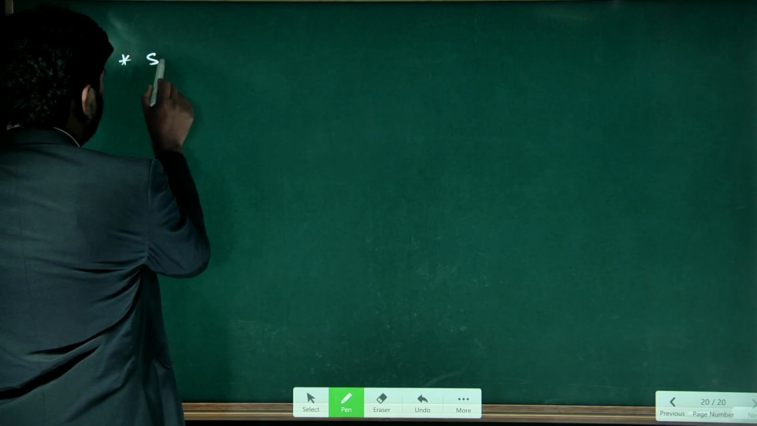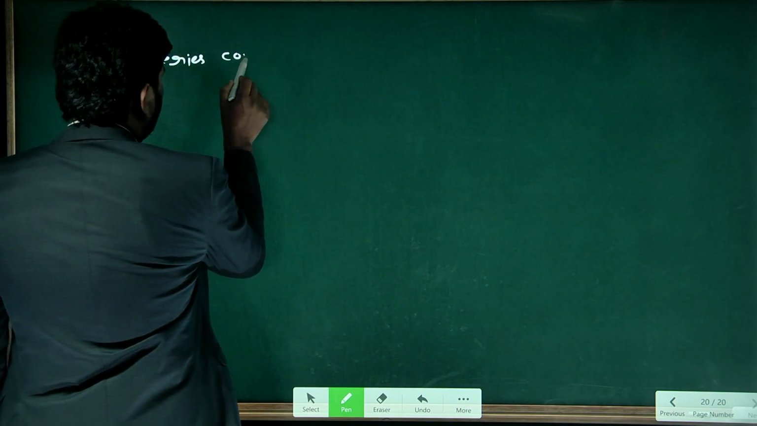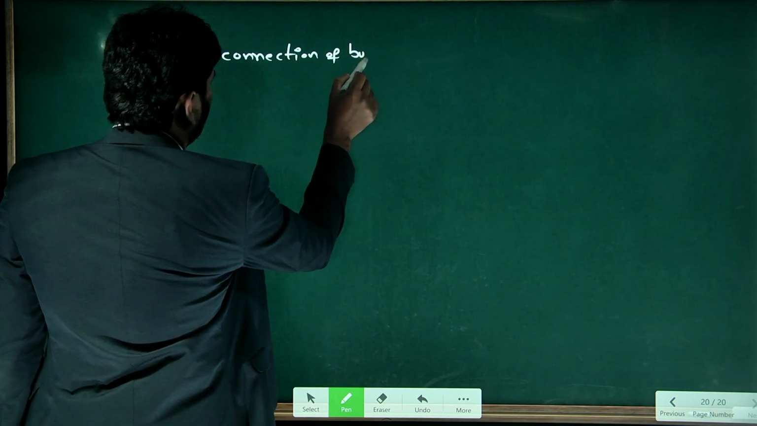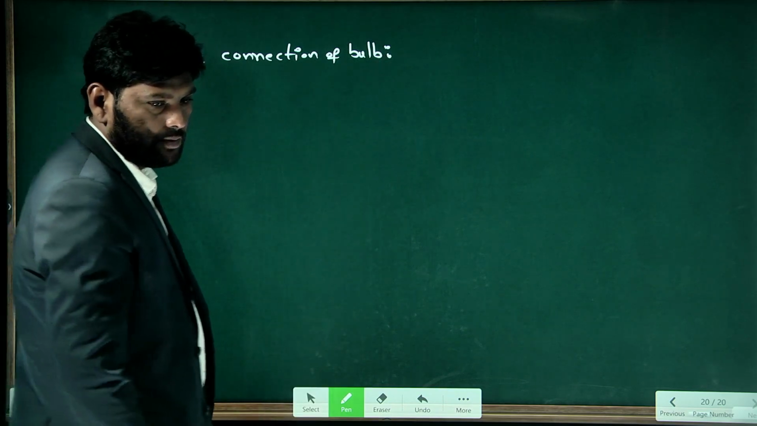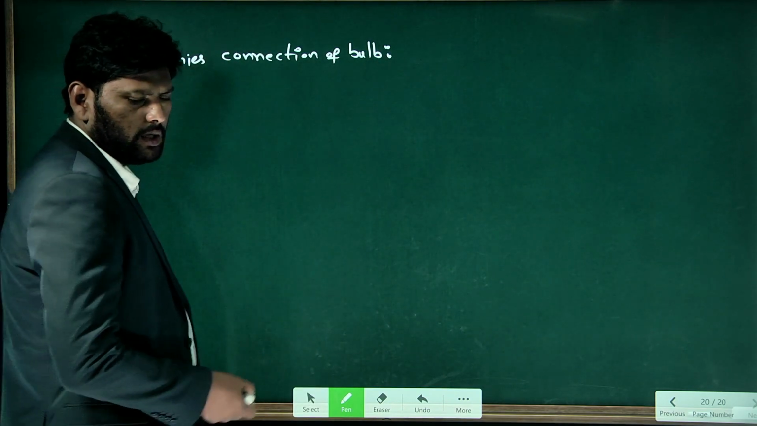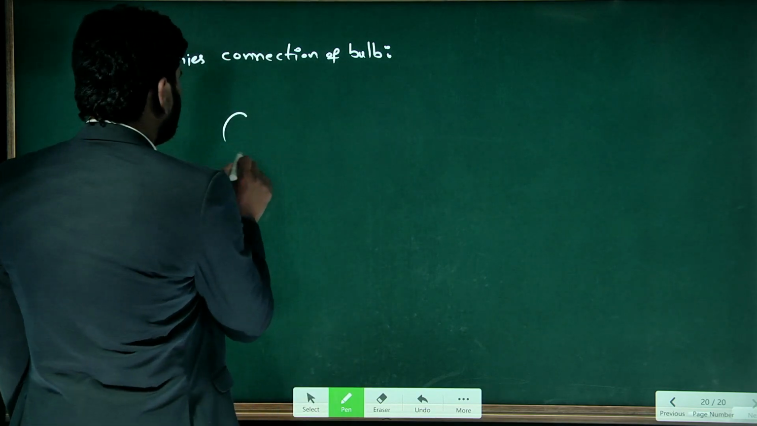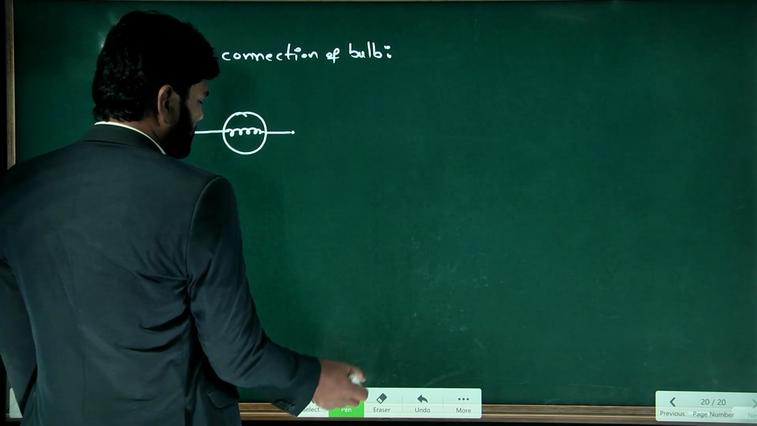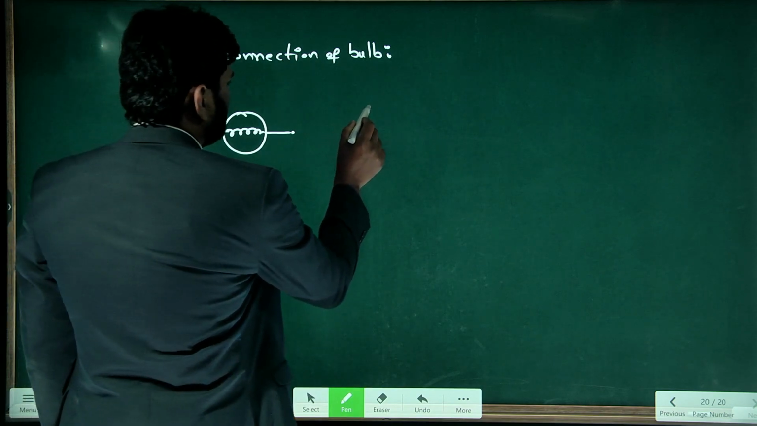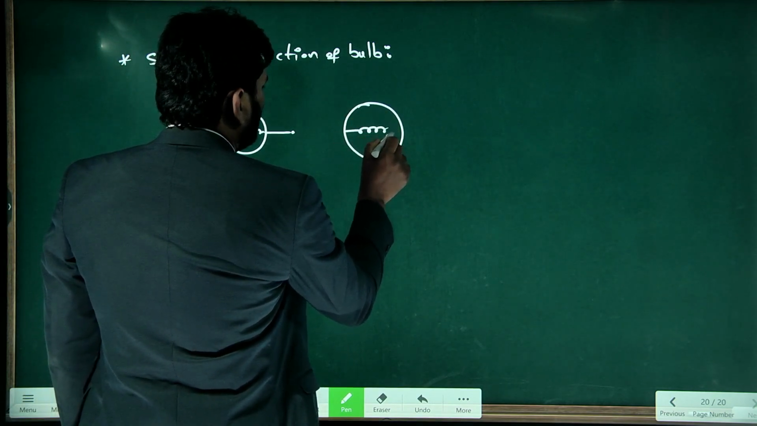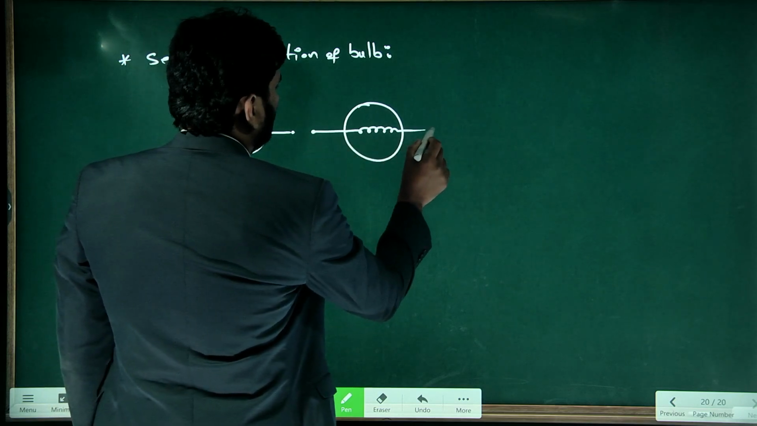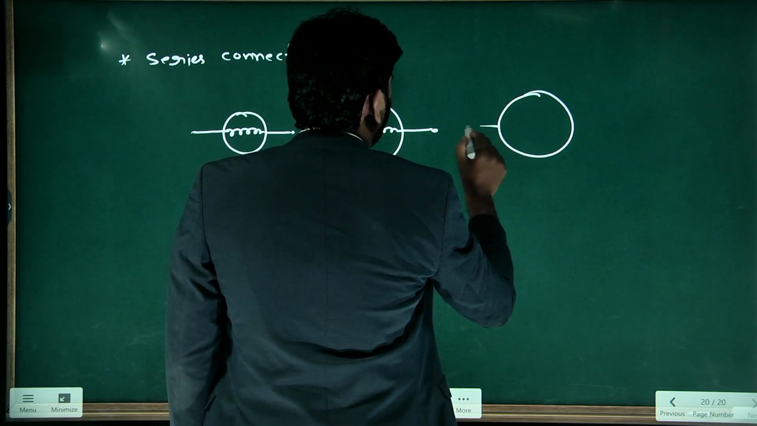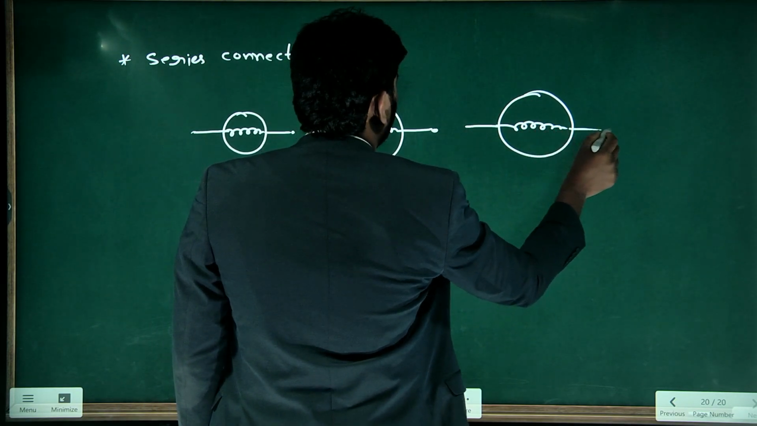Series connection of the bulb. So what is the series connection of the bulb? Generally, we show the bulb as a symbol. This is the way. Here this is one terminal of the bulb, this is the other terminal of the bulb, and this is one more bulb, with one terminal and the other terminal. This is one more bulb, and this is the other terminal of the last bulb.